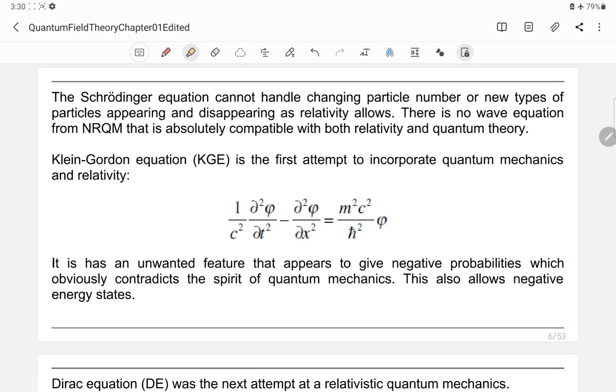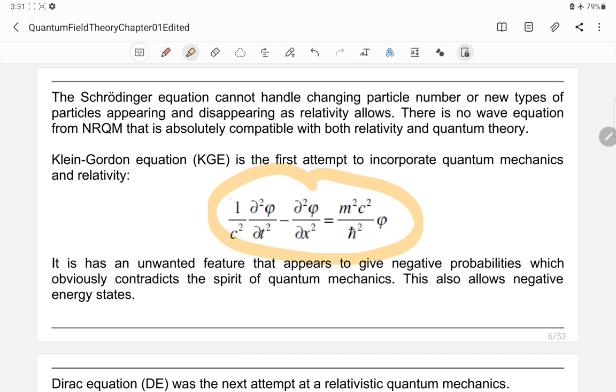The Schrödinger equation cannot handle changing particle numbers or new types of particles appearing and disappearing as relativity allows. There's no wave equation in non-relativistic quantum mechanics that is absolutely compatible with both relativity and quantum theory. The first attempt to incorporate quantum mechanics and relativity is the Klein-Gordon equation. This one here. This will be discussed thoroughly later on.